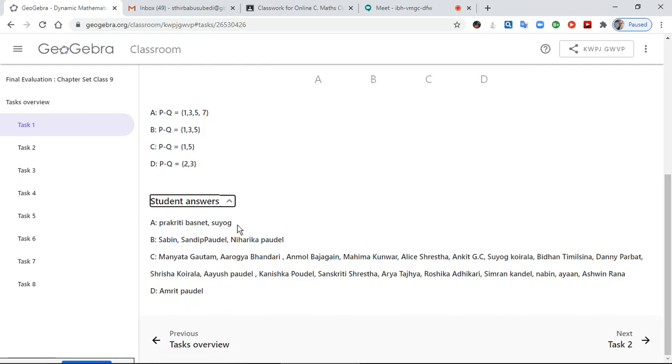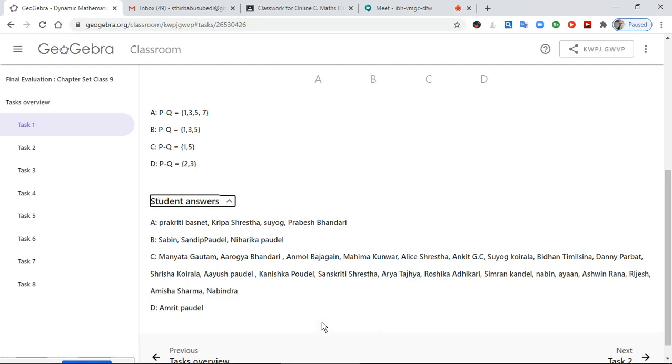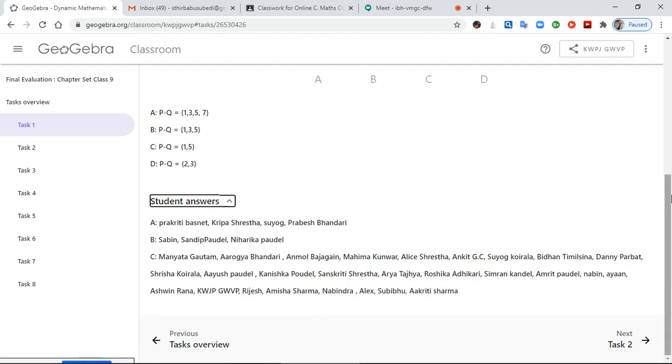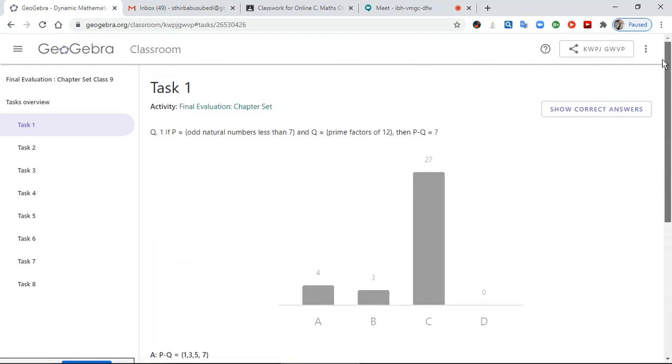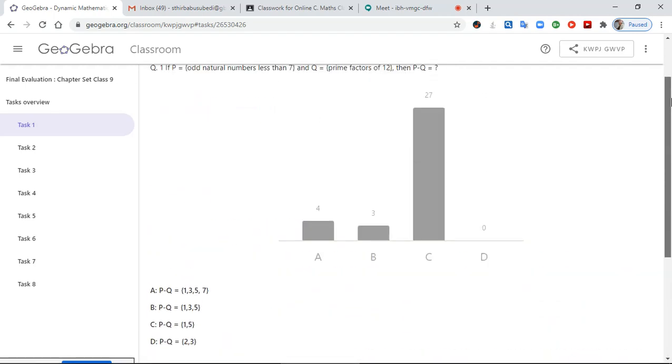Yes. Task 1. Yes. This is the result. Student answers. I can see who gave which answer. Let me show you. Prakriti, Basnet and Suyog ticked A. Sabin, Sandeep and Niharika in B. Yes, C. Many of the students in C. Amrit Paudel in D. I can see your name, your task activities.